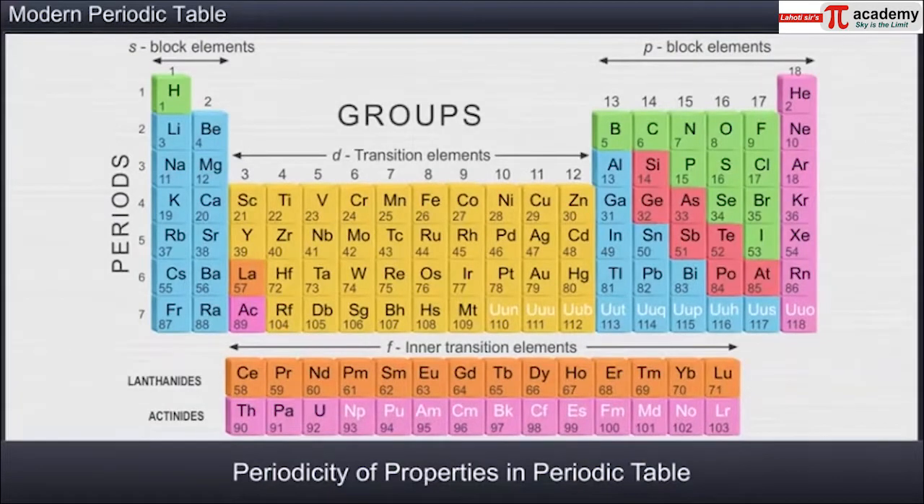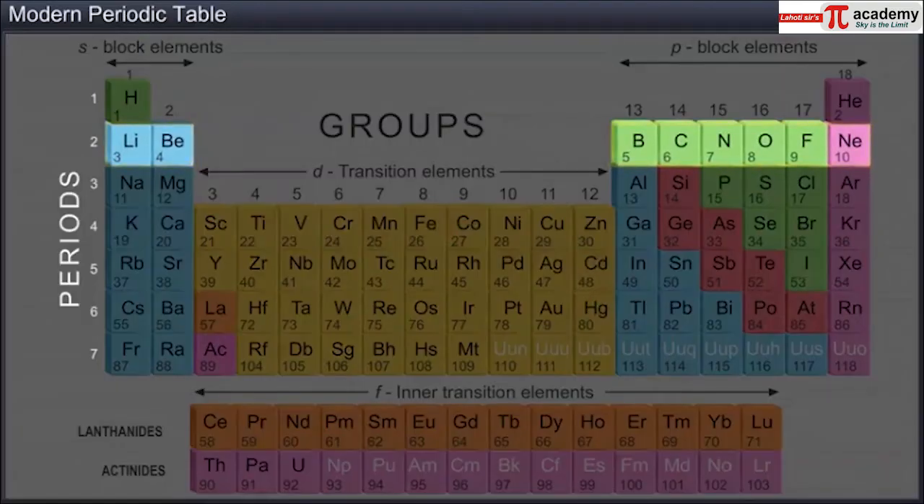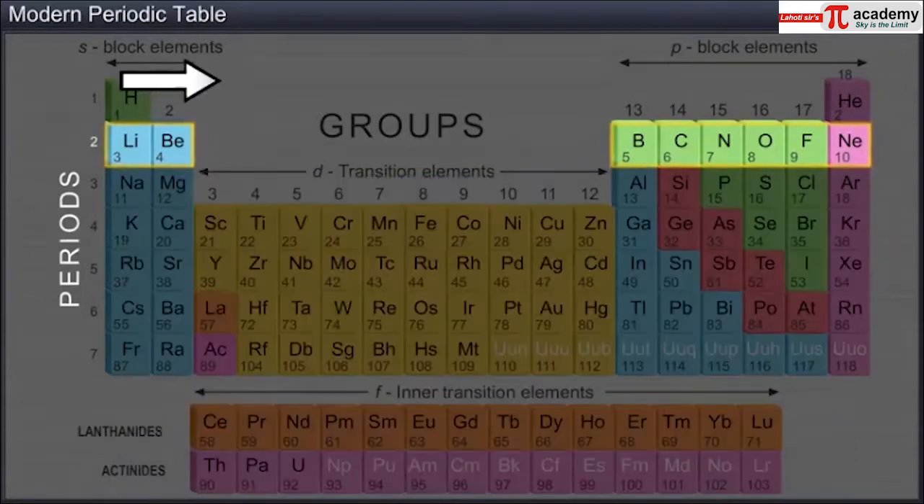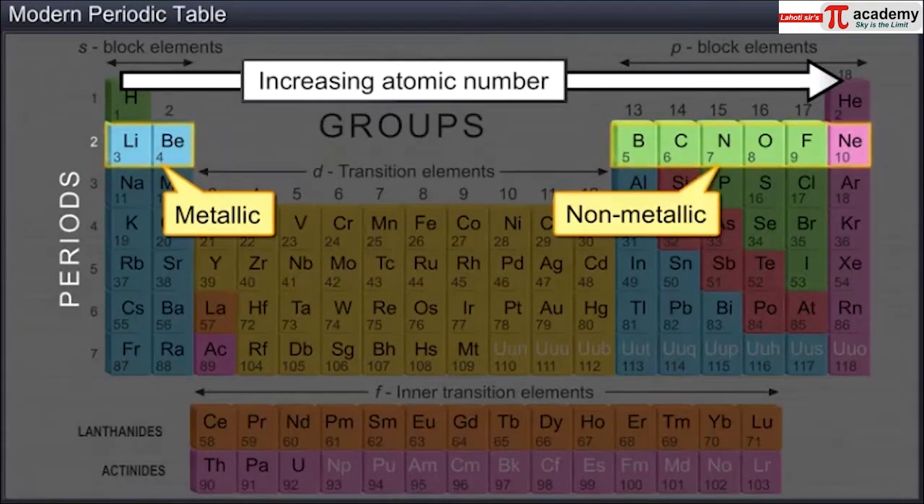Let's now understand the periodicity of properties in the modern periodic table. As the atomic number increases across the period, the outer electronic configuration changes gradually from one element to another, resulting in a corresponding gradual change in properties of elements. As the atomic number increases, metallic properties decrease and non-metallic properties increase.